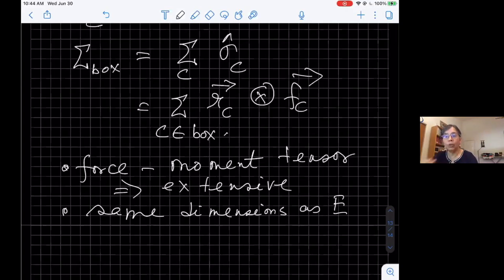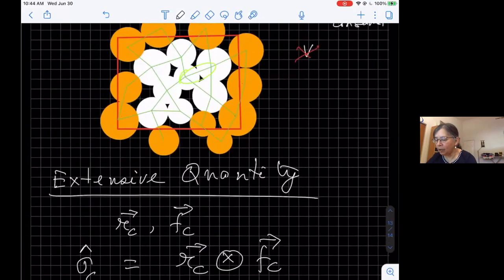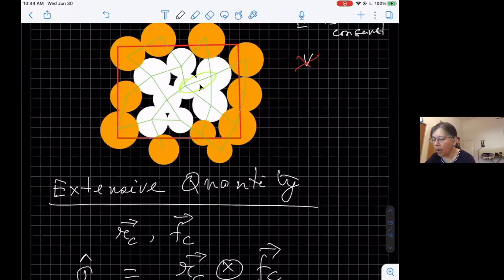Now, that's the interesting thing. The question I can ask is whether this tensor is symmetric or not. If I take the contacts around one grain, so if my box that I'm doing this sum over is only one grain, I can do that. If I construct the capital sigma for this grain, then the fact that the torques actually add up to zero on this grain will give me a symmetric tensor. But if I take an arbitrary boundary, like this red one, which has some partial grains in it, the tensor will not be symmetric. This is an interesting feature that we will come to later on.